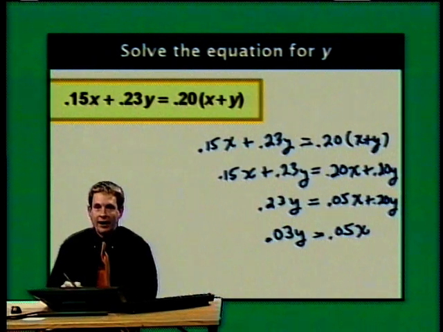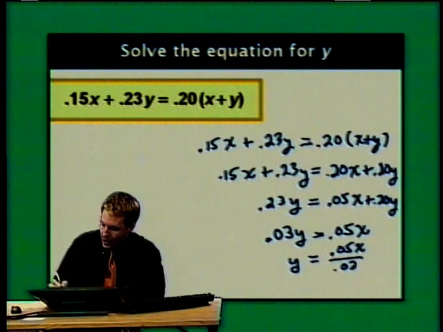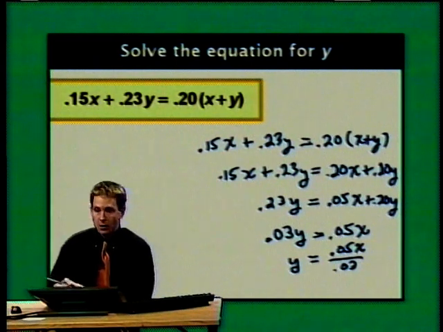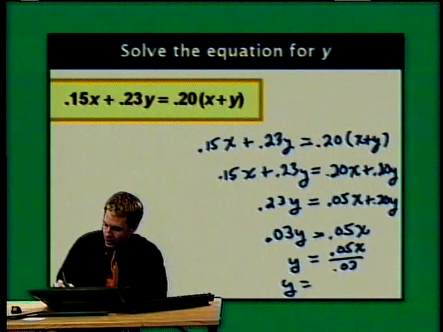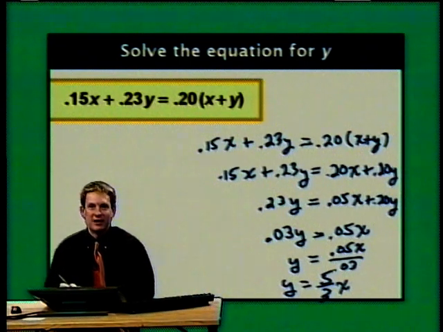0.05x. To isolate y, I need to divide both sides of the equation by 0.03. That will leave me on the left with just a y. On the right, I've got 0.05 divided by 0.03. If I multiplied the numerator and denominator of this fraction by 100, what I would finally end up with is y equals 5/3 x. Now, who thought such a simple equation was going to emerge from our equation that was loaded with decimals? Not me.